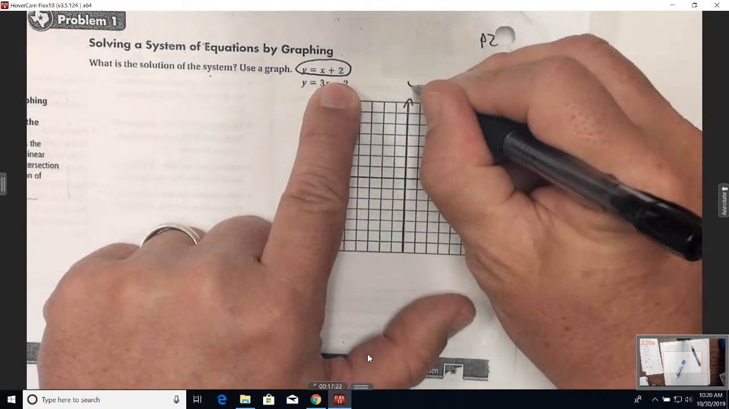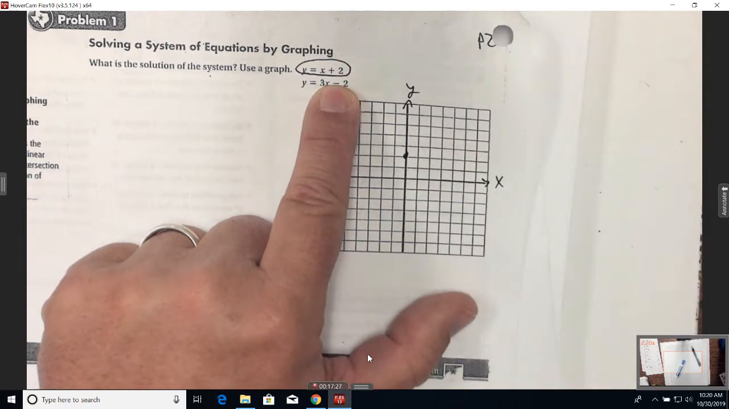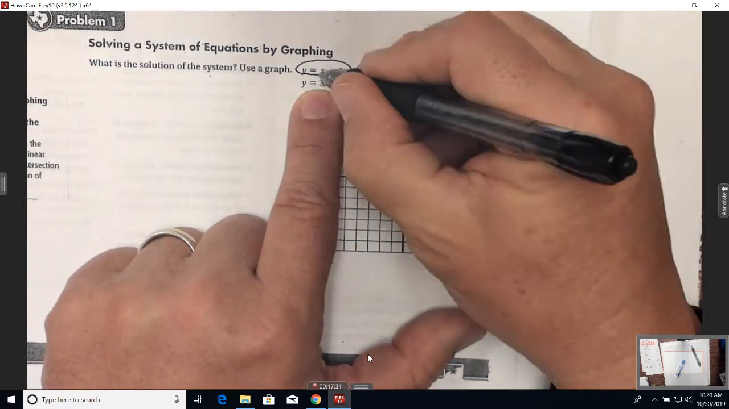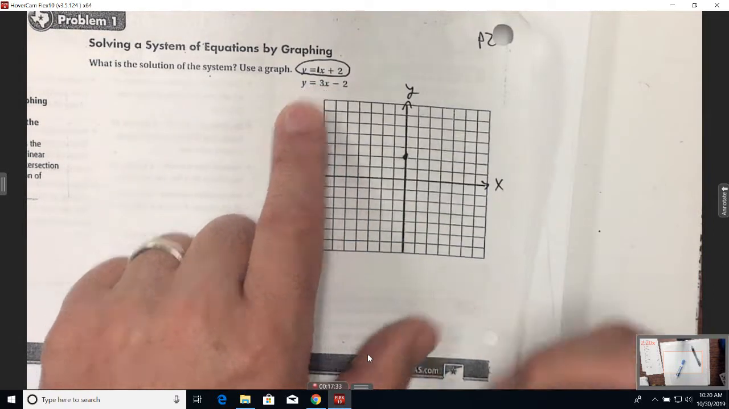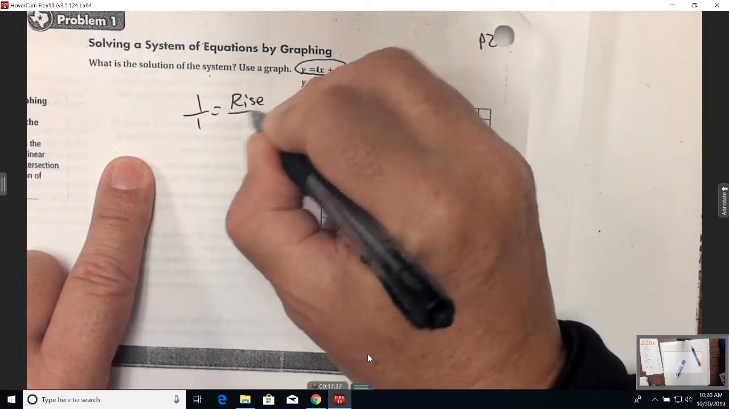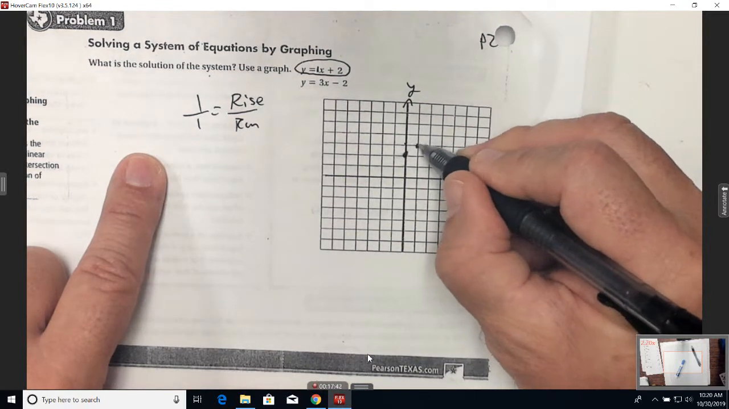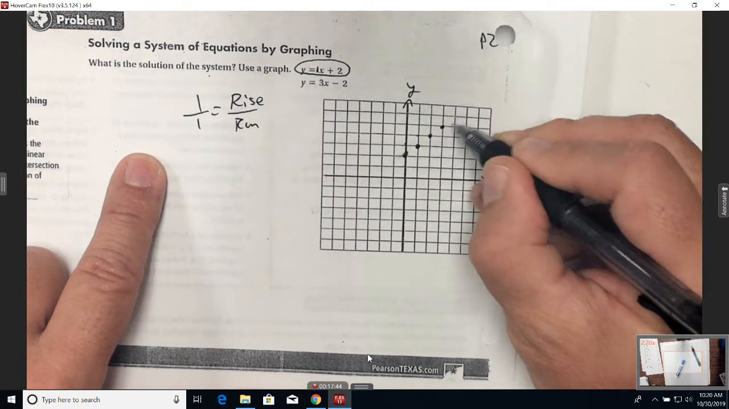2. So here's my y-axis, here's my x-axis. It crosses at 2. What's the slope? 1. There's a 1 in front of that. So 1 over 1 is the same thing as 1, is it not? And that's my rise over my run. So I'd have to rise up 1, run 1. Rise up 1, run 1. So we can make this graph very easily.